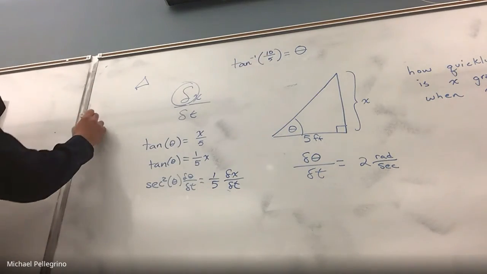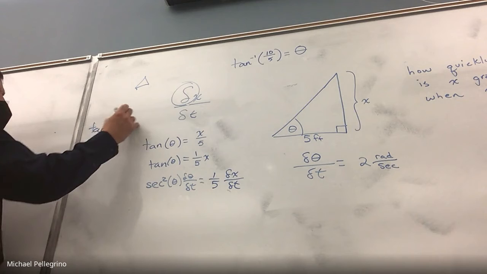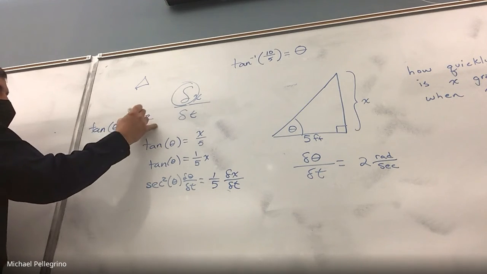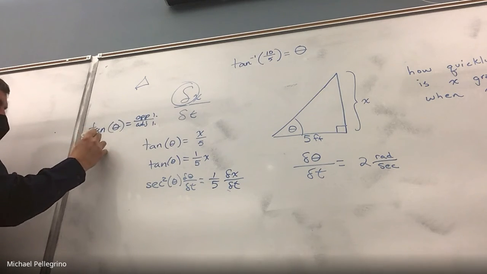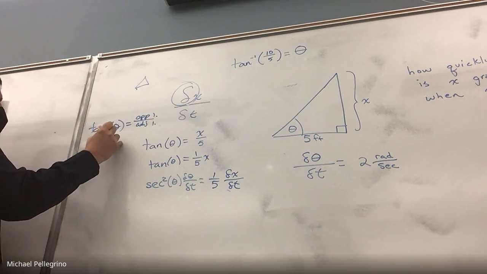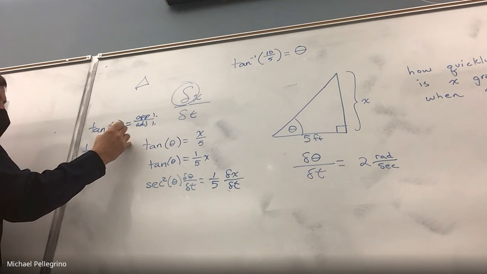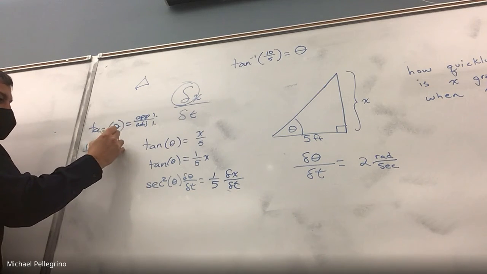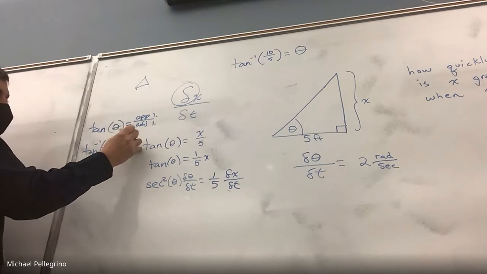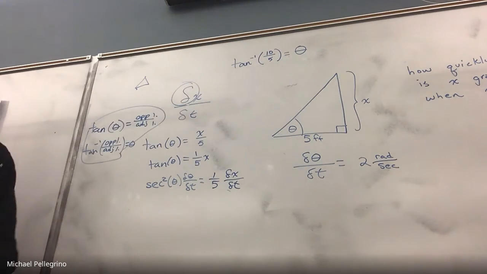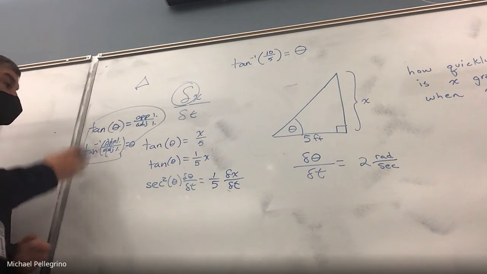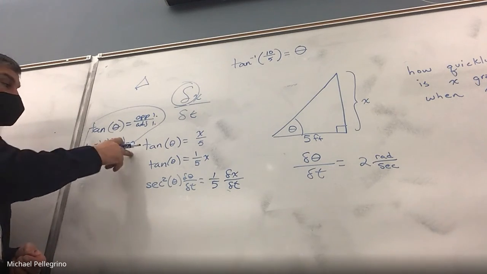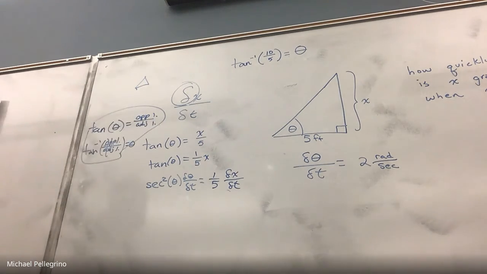So the difference is tangent of theta equals opposite over adjacent, right? And the inverse tangent, they're two different things: the opposite length divided by the adjacent length equals the angle. Those are two different functions. It really depends on what you're trying to solve for.